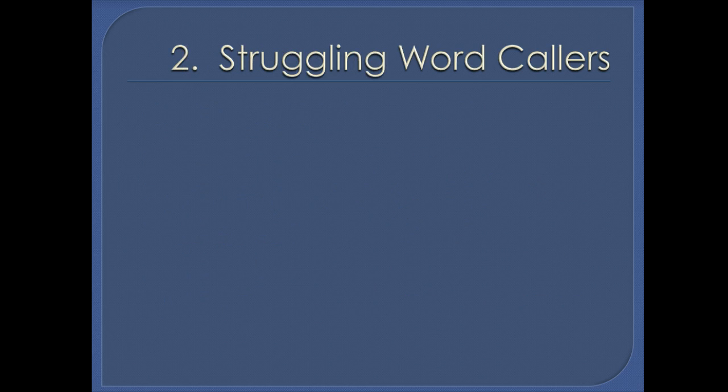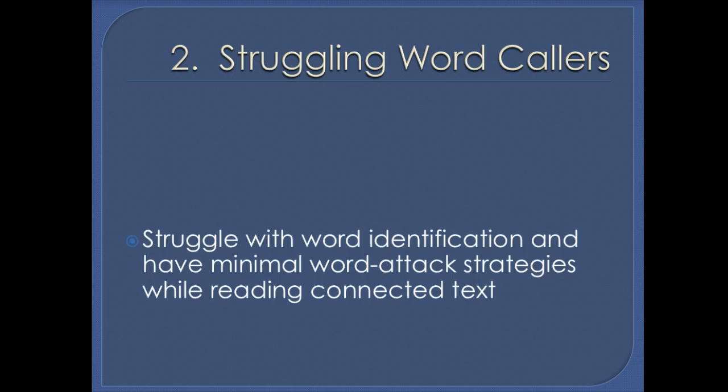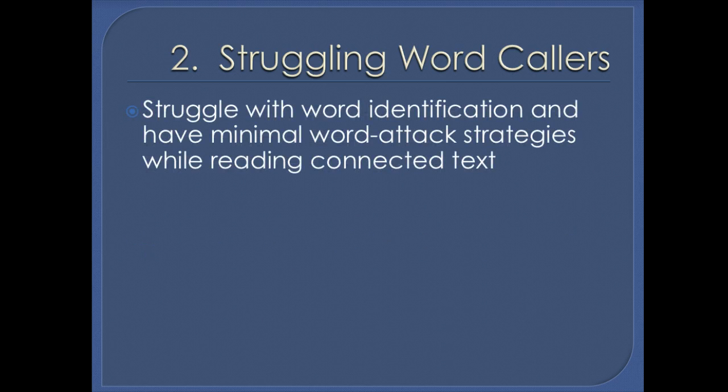The second group was struggling word callers. These were students that struggle with word identification and have minimal word attack strategies while reading connected text. What I mean by reading connected text is that perhaps they did well on a phrase or word list. However, when it was put into context, they really struggled with different types of words, maybe multisyllabic, and the reason they couldn't decode these words is because they had very minimal word attack strategies.